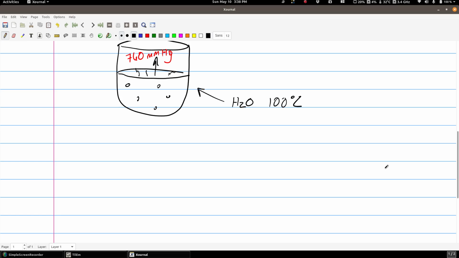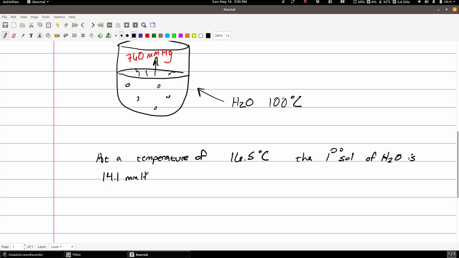So let's do a simple one. At a temperature of 16.5 degrees Celsius, the vapor pressure of water is 14.1 millimeters of mercury.